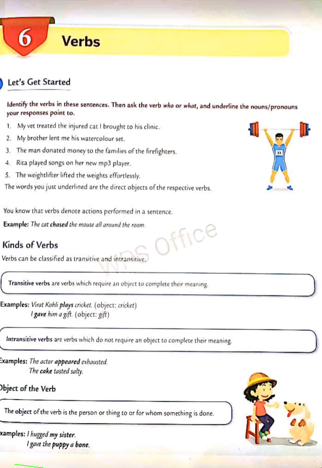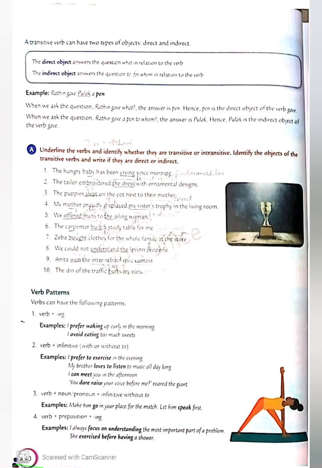Now, intransitive verbs are easy to understand, but let's talk about the object which is required in transitive verb sentences. Objects are of two types. One is direct object and the other one is indirect object. The direct object answers the question what in relation to the verb, and the indirect object answers the question for whom or to whom in relation to the verb.